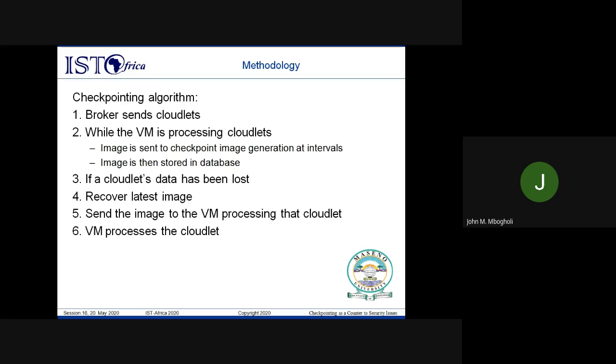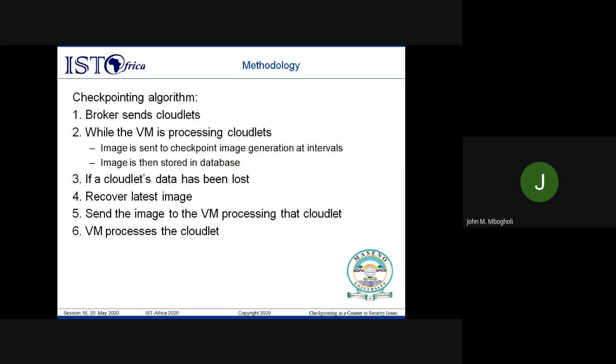Then during the simulation, if we find that a cloudlet's data has been lost, we go and recover the latest image of that cloudlet from the database, and this image is the one that is sent back to the VM that was processing it. Now the VM can process the cloudlet from the latest image, as opposed to processing the cloudlet from the beginning, as would have been the case ordinarily.